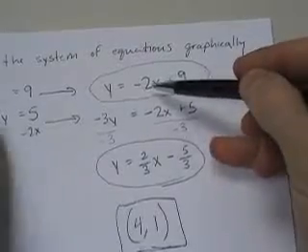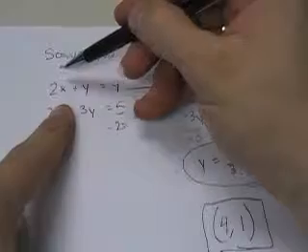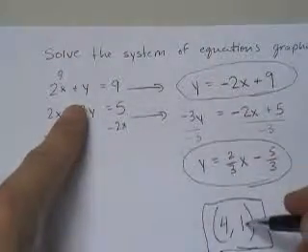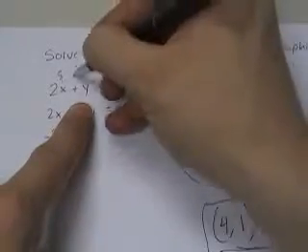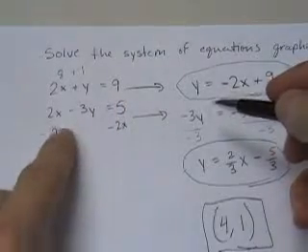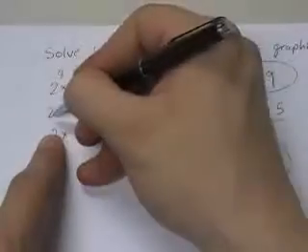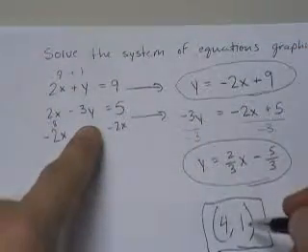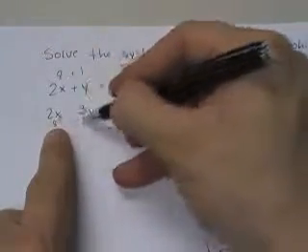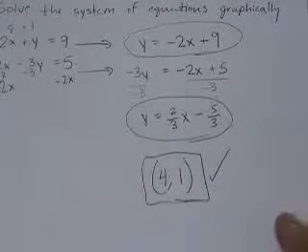So let's take this first equation here. 2 times 4 gives me 8. And y is 1, so 8 plus 1. What is 8 plus 1? 9. So it checks in this equation. Now let's check this equation. What is 4 times 2? It's 8. What is negative 3 times 1? Negative 3. What is 8 minus 3? It equals 5. So now this solution has been checked in the equations.